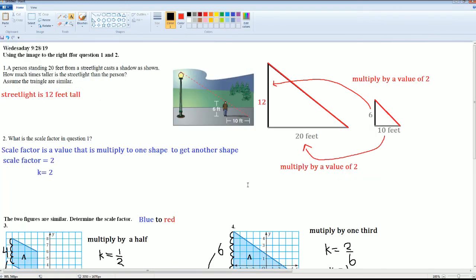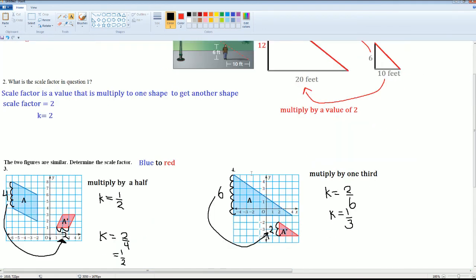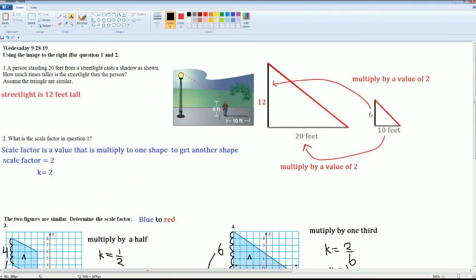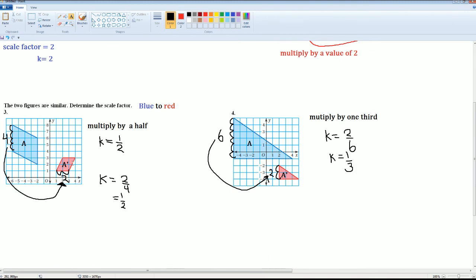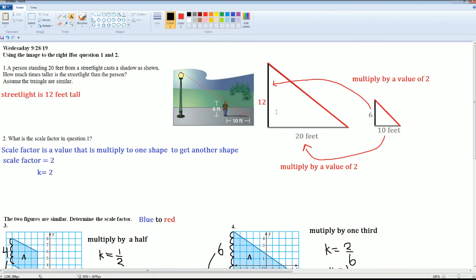Good. So here we were just finding scale factors. This is the scale factor from the shadow question, and this is the scale factor looking at the shapes. Okay, there you go. This is all your homework solutions for Wednesday.